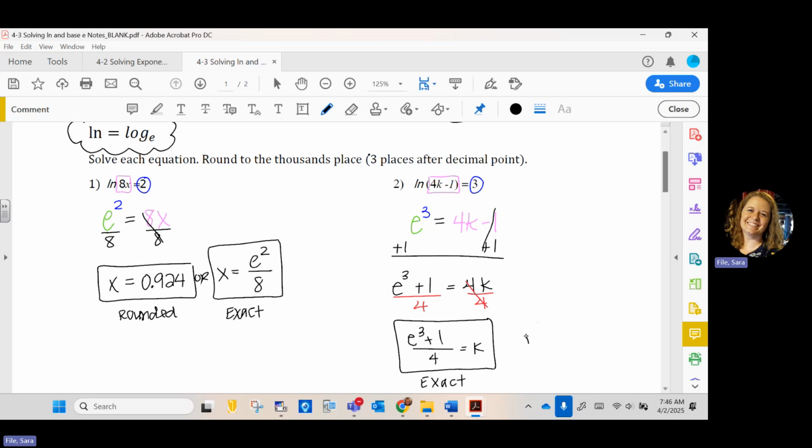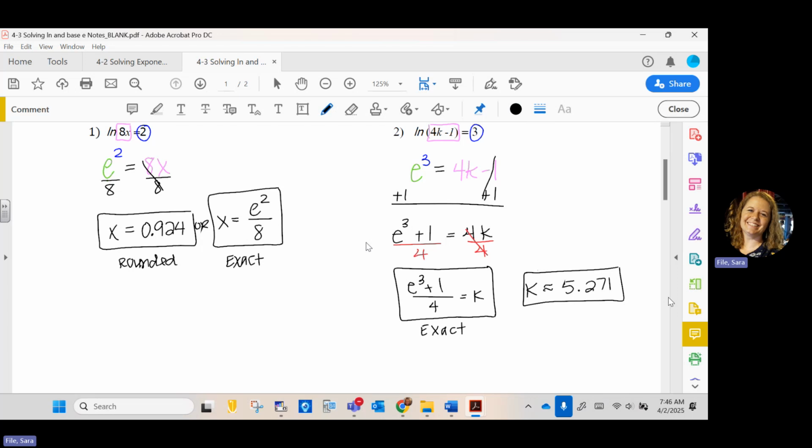If you're asked for the approximate or the rounded answer, when you plug that into Desmos, we would get approximately 5.271. Okay, so just pay attention to the format the question is asking for. Everybody still good?